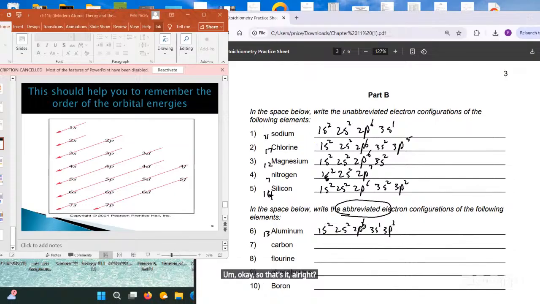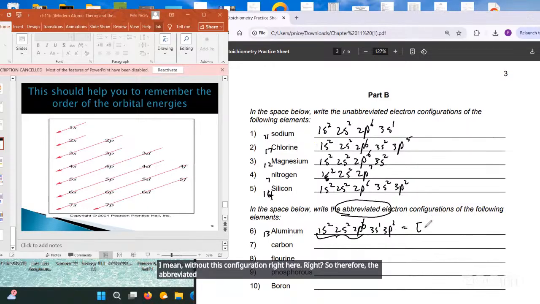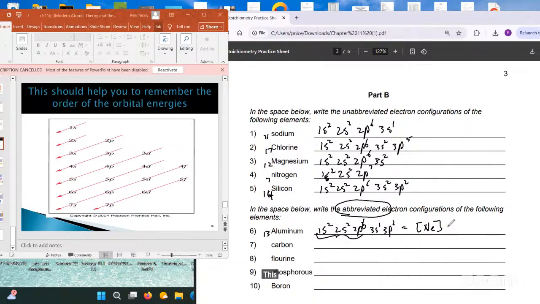Now, as I said before, to get to the abbreviated version, we look for the group 8 element that comes before, in this case, aluminum. That group 8 element will be neon, and neon will have this configuration right here, right? So therefore, the abbreviated version would be this, followed by 3s2, 3p1. Any questions about this? Yes, you're right, it should be 3s2 and 3p1. Thank you.